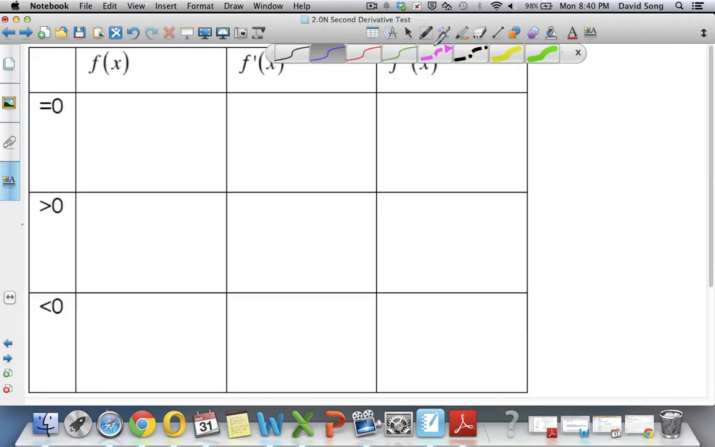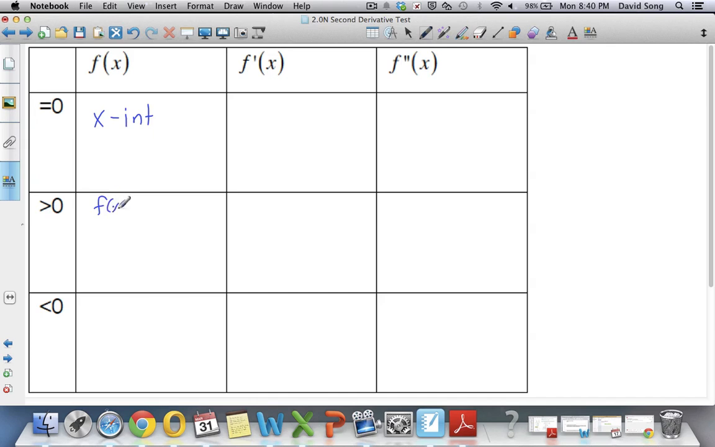And here is a chart. I'm going to organize it. When f prime is 0, this is your x-intercept. This is not very interesting. That's when the graph is above the x-axis, and this is when the graph is below the x-axis. So f of x is greater than 0 here, and f of x is less than 0 here. That just means the graph is below the x-axis here, and above the x-axis there. When f prime of x is equal to 0, that means this x value is a critical number.